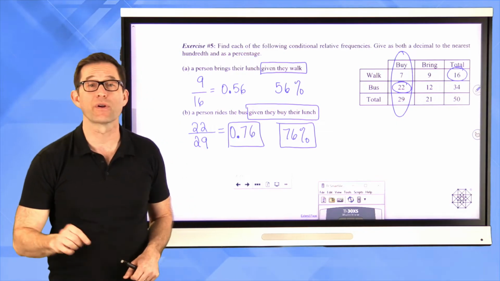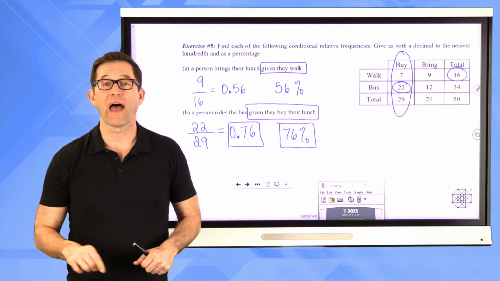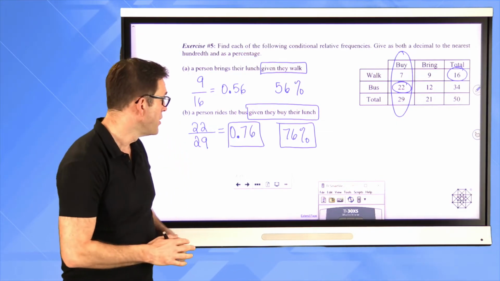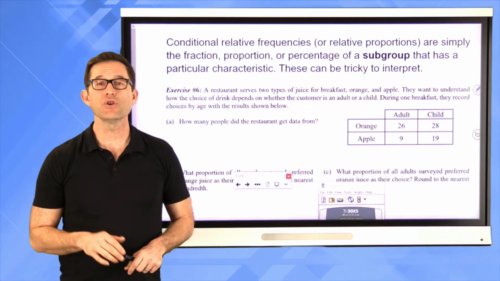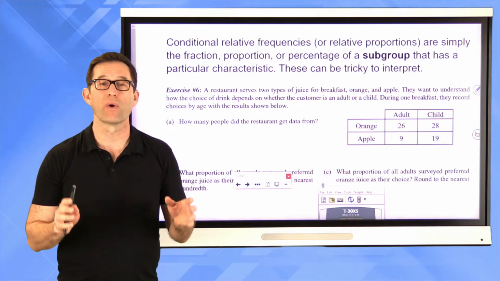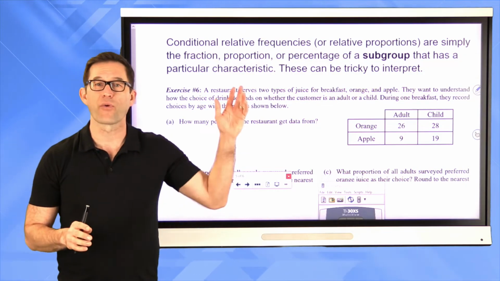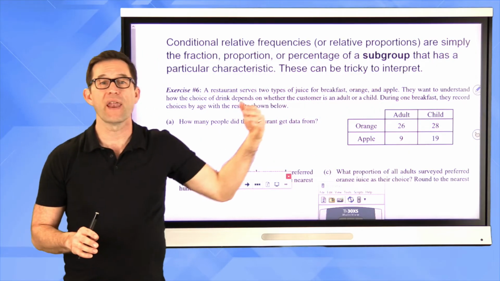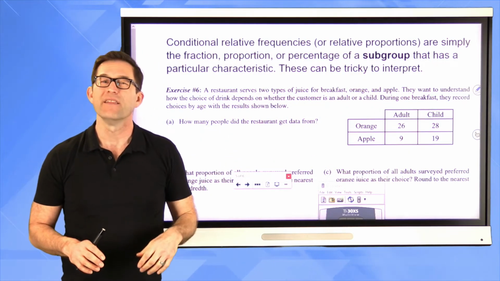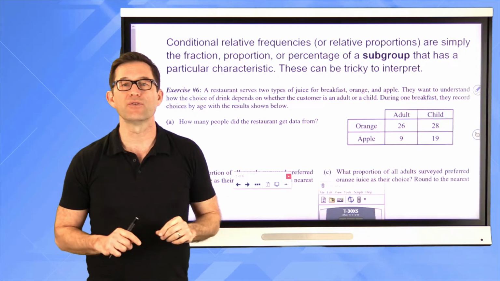In the next lesson, we're going to get much more deep into how to interpret all of this. But for now, we're just mostly trying to calculate these. Now, conditional relative frequencies, or what are known as relative proportions, are simply the fraction, the proportion, or the percentage of a subgroup that has a particular characteristic. These can sometimes be a little bit tricky to interpret.